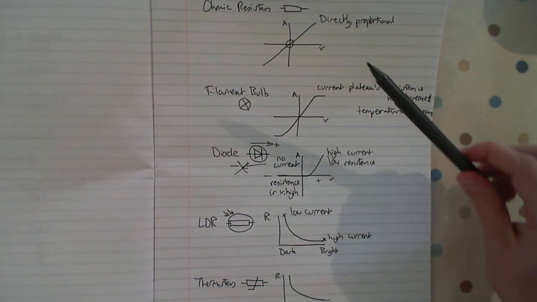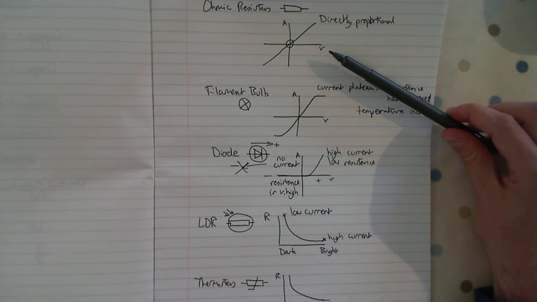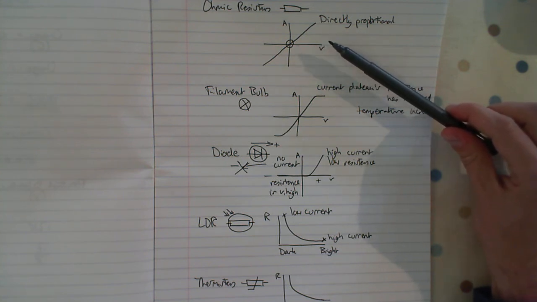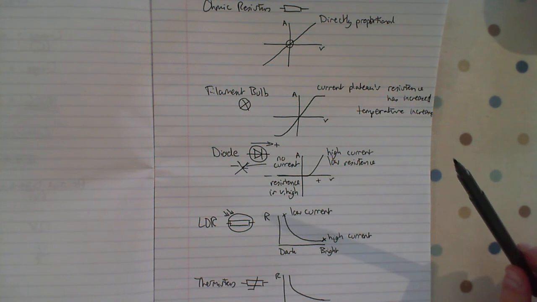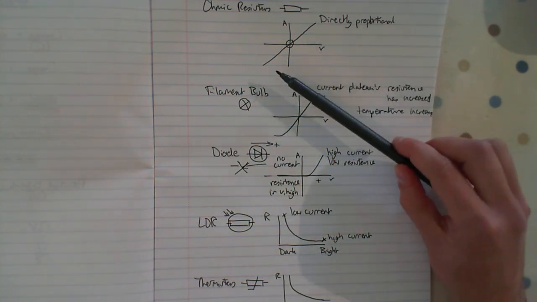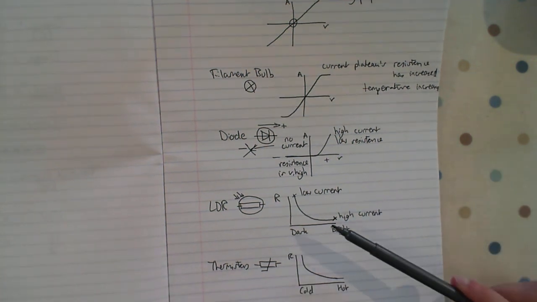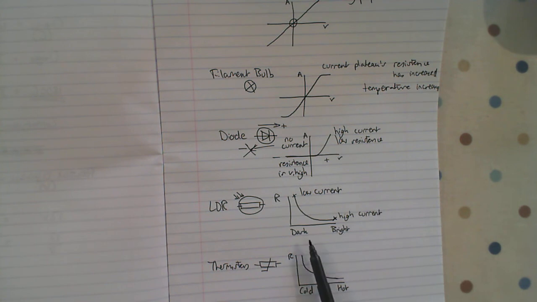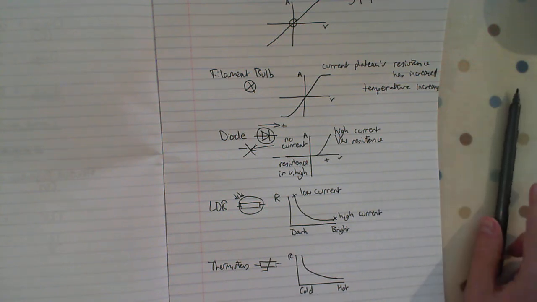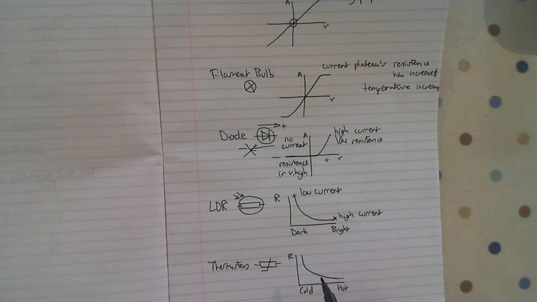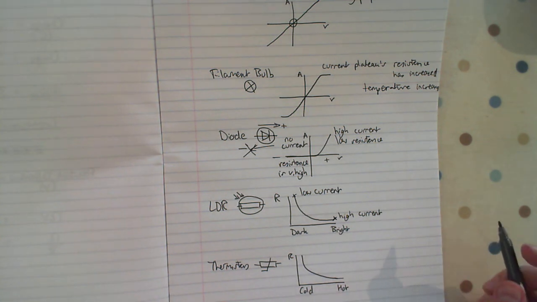You will need to be able to recognise, draw, interpret and describe these graphs for ohmic resistors, filament bulbs and diodes. You'll need to be able to explain what directly proportional is, which is a straight line through the origin. You will need to explain what happens to resistance when it gets darker or brighter in terms of an LDR. You need to explain what happens to resistance of a thermistor when it gets colder and hotter. So we talked about how if it's cold, resistance is high; when it's dark, resistance is high; when it's hot, resistance is low; when it's bright, resistance is low.